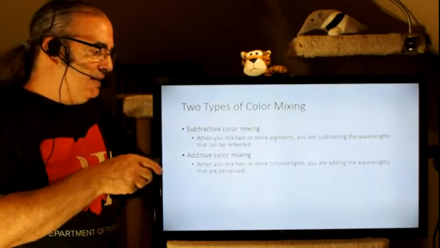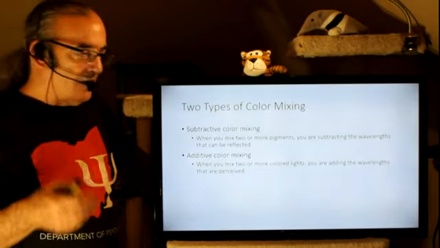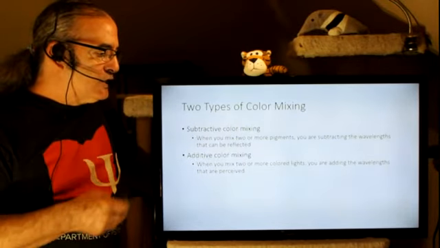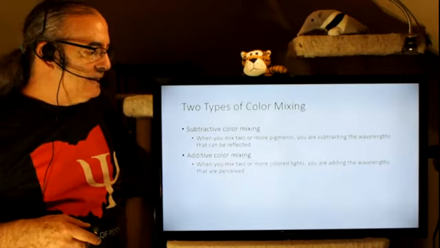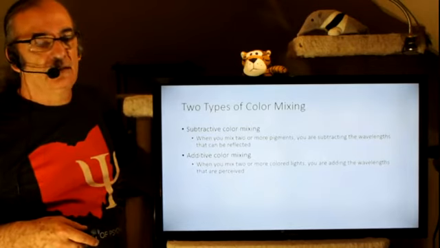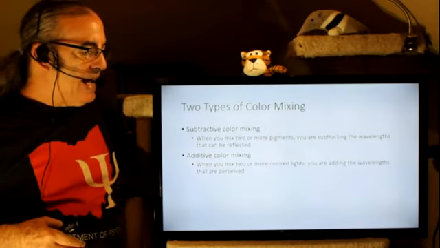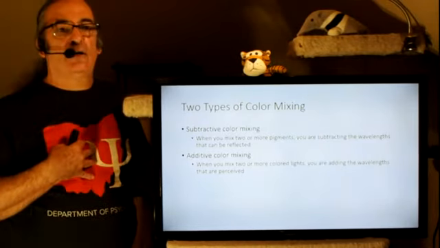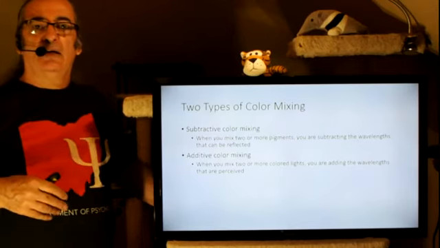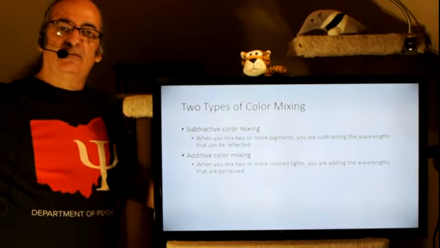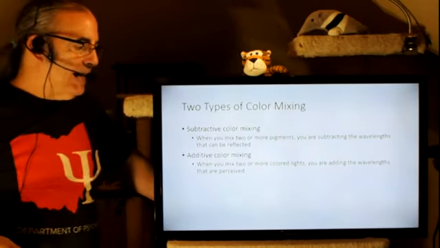Well, subtractive color mixing, there's two types. When you mix two or more pigments, you're subtracting the wavelengths that can be reflected. When you mix two or more colored lights, you're adding. So remember, pigments are about what will be reflected. But we can also change the color or quality of light itself, and that would be additive.